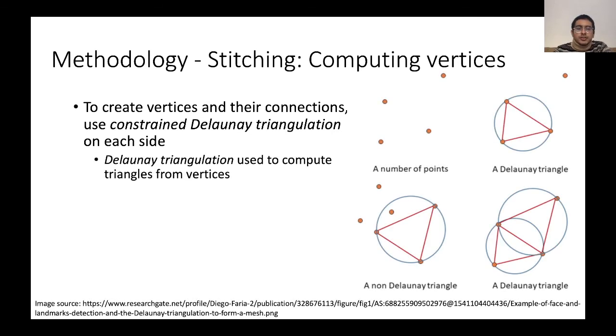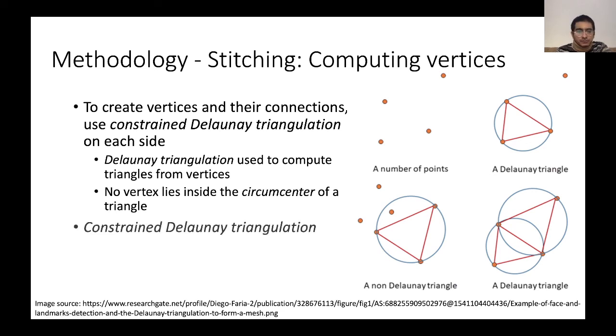So a quick recap of the Delaunay triangulation. For example, for a number of points, you would create a circle around each point. However, the constraint is that no circle lies inside the circumcenter of a triangle. So what this means is, as you can see, basically each point on a triangle lies on a circle. And this is essentially how you compute the Delaunay triangulation.